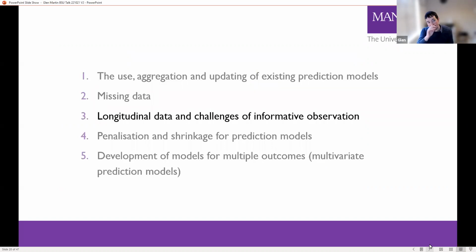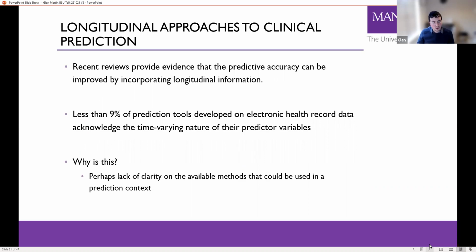Okay, so the third topic I want to talk about is longitudinal data and particular challenges of informative observation, which links quite strongly, I think, with what I've just been mentioning with missing data. So commonly what happens when we're developing a prediction model is we use cross-sectional views of a particular risk factor. So for example, we might use somebody's BMI that's measured today to predict their risk of cardiovascular disease.